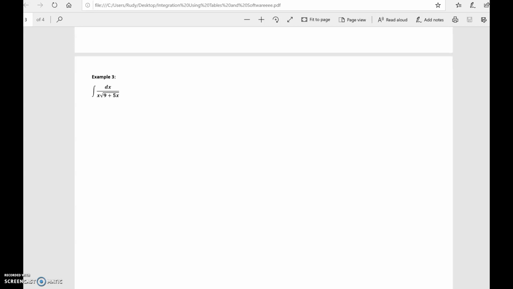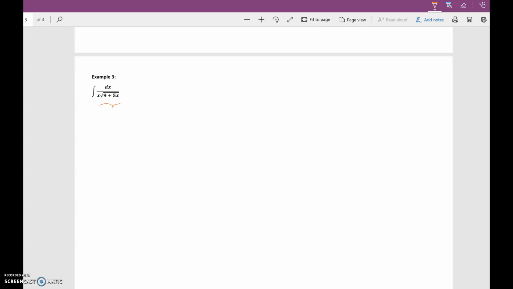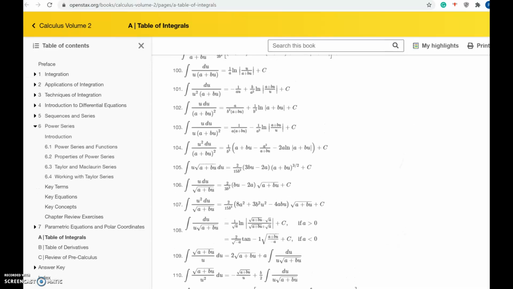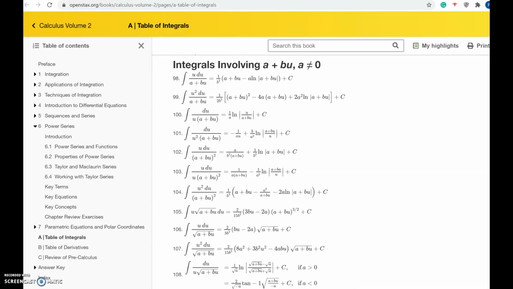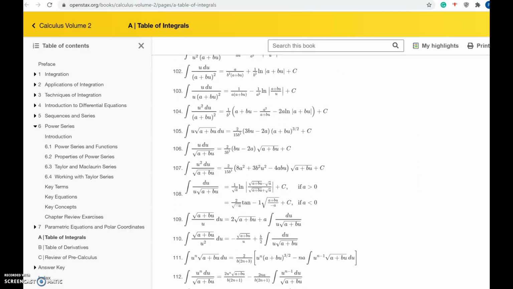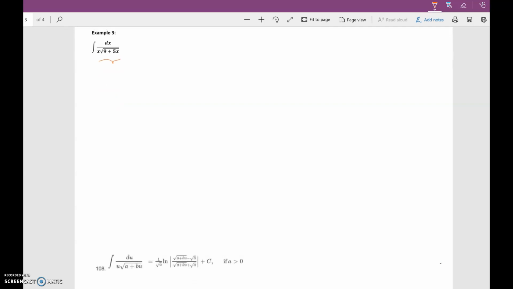In example 3, it's similar to example 2. They're actually related to the previous two, except that the x and the square root happen to be at the bottom. So in this case, we're looking at this subsection, and the closest one that I see happens to be 108. And the good news is it doesn't appear that we're going to have to do any substitution or simplification to apply the integral.